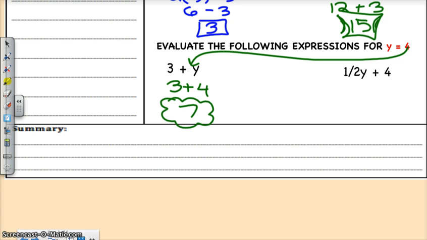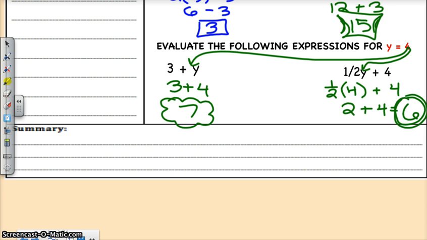The next one looks kind of confusing, but you just have to understand when you have a fraction next to a variable. Remember I used the vocab word of. So this is saying half of y plus 4. Y is 4. So I'm saying half of 4, and then I'm adding 4. What's half of 4, class? 2. 2 plus 4. 6. Good.